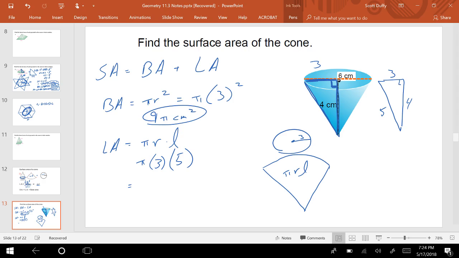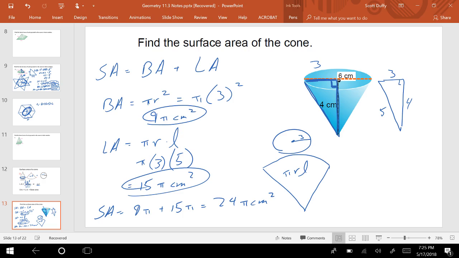And then you say 3 times 5 is 15 times pi is 15 pi square centimeters. Once you have both, you add them. 9 pi plus 15 pi equals 24 pi square centimeters total. And that is surface area.